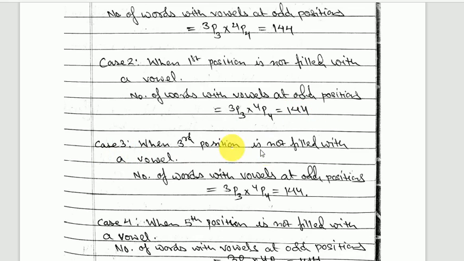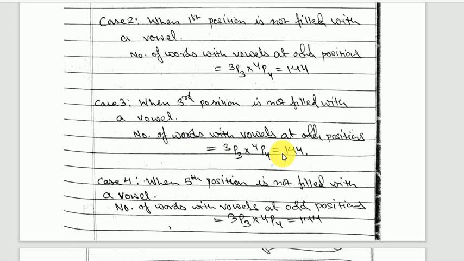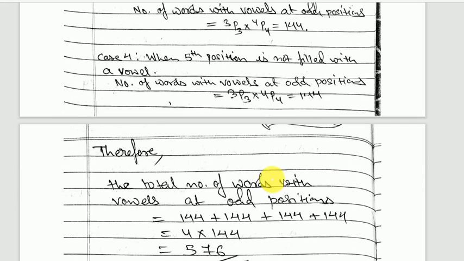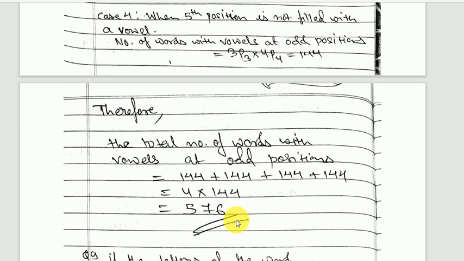Now case 3, when the third position is not filled with a vowel, so again the number of words with vowels at odd positions will be this. Case 4, when the fifth position is not filled with a vowel, the number of words with vowels at odd positions will be again 144. So therefore the total number of words with vowels at odd positions will be 144 plus 144 plus 144 plus 144. That means 4 times 144 equals 576. So you can have 576 arrangements where the vowels will be at odd positions.